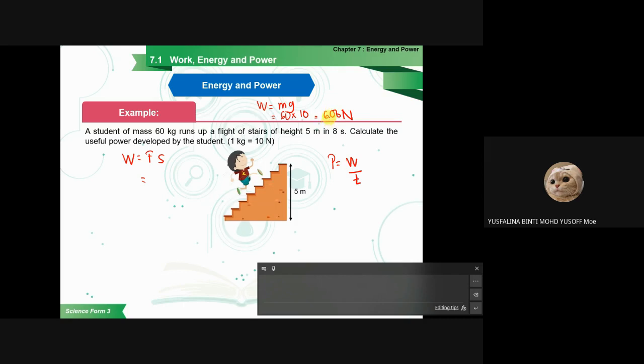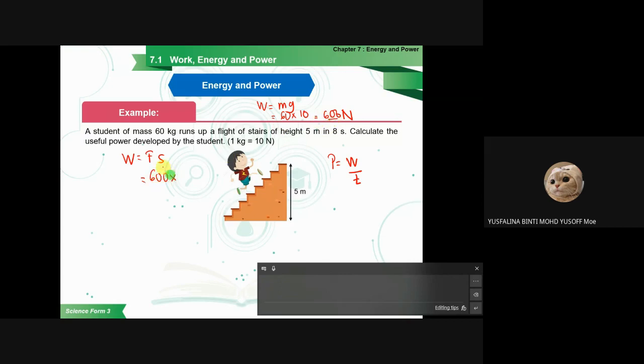So 10 divided by 6 is around 1.67. Okay, so the gravitational force on earth is 10, and the gravitational force on the moon is 1.67. So your weight will be different. Your weight is much higher on the earth than on the moon because of the difference in the gravitational acceleration.